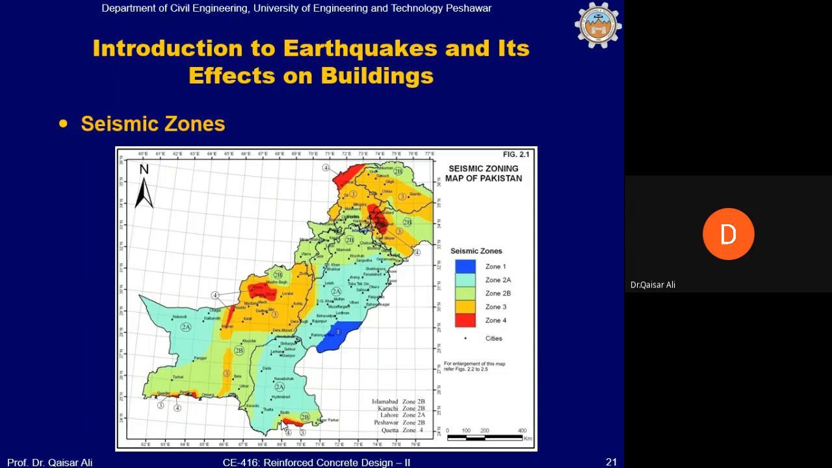Before we design a building, we know that the building is designed in a certain location. The location is also known to us. If it is not known to us, we cannot design the building against earthquake, because there are different seismic hazard zones in different areas. So the area in which the building is to be constructed must be known to us. Okay.